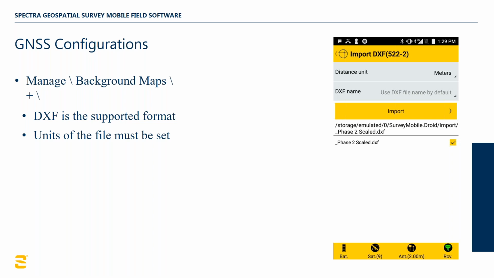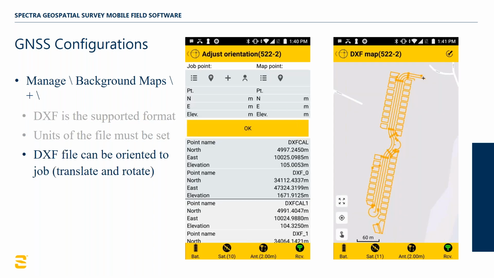We can have background mapping, so you can have a background map behind your data, DXF only. And in this example, you will see that you place the DXF file into the import folder that's on the surveymobile.droid subfolder. So that's where it goes. DXF is unitless, so you must tell the program what units the DXF is in, and you could be running a job that's in feet, but if the DXF is in meters, you can tell the program that. You can orient the DXF to your job.